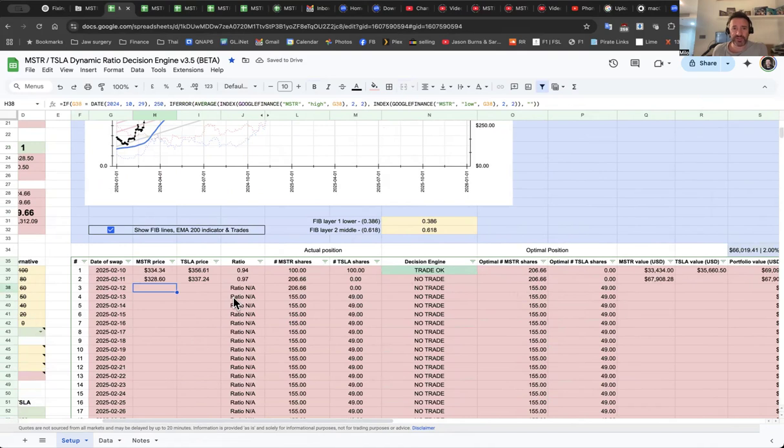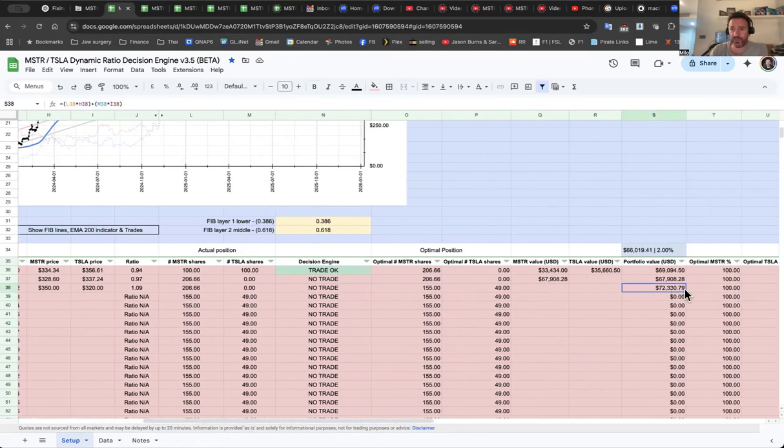So here we'll put in the price for today. Let's say it's gone to 350. I don't know, that's not right, but here it's 320. So we've got the ratio of 1.09. So you're literally just using this to record your trades. And what it's doing is capturing your portfolio value, the value of your MSTR, your Tesla, if you haven't got any Tesla here. So hopefully that makes sense.